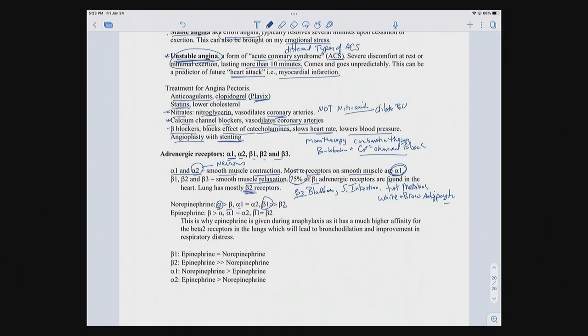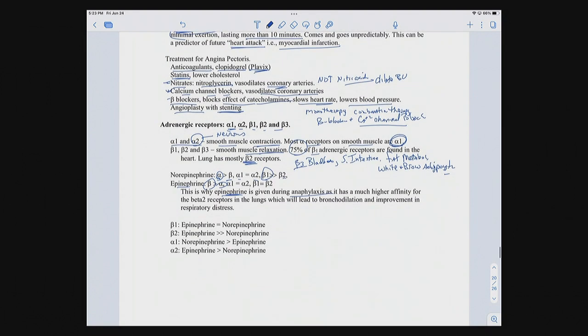So norepinephrine, as far as affinity, favors alpha over beta. It's actually the opposite for epinephrine: epinephrine has a greater affinity for the betas over the alphas. If you may recall, this is why, if somebody is in anaphylaxis, with constriction of airways because of a reaction to something, you're not going to give them norepinephrine. You're going to give them epinephrine, because you want that epinephrine working on those beta 2s to open up those airways so that the patient can breathe.